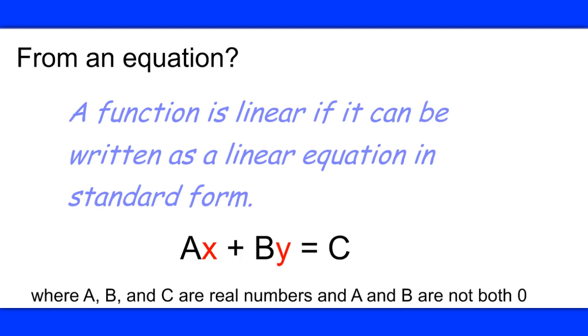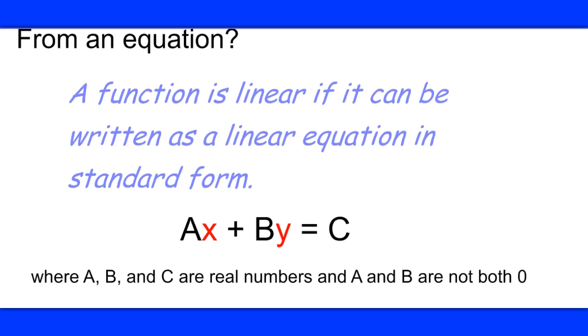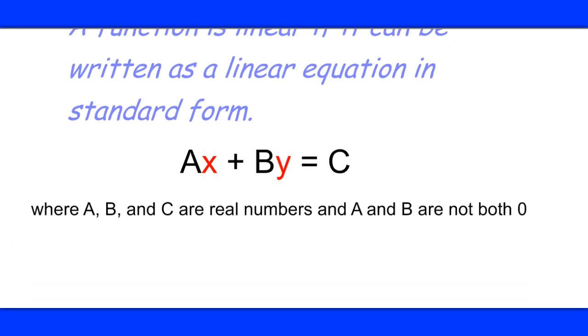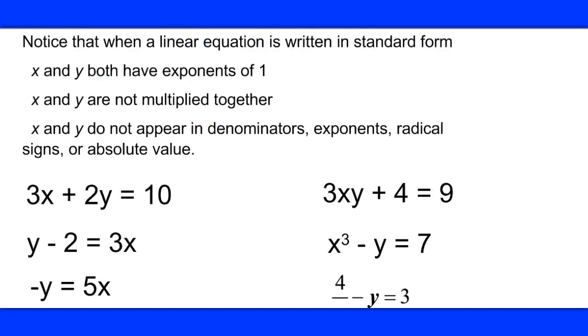From an equation, a function is linear if it can be written as a linear equation in standard form. This is what standard form looks like: Ax + By = C, where A, B, and C are real numbers, and A and B cannot both be 0. You'll notice that the x and the y here are the ordered pair. So if you can take an equation and write it in that format, then it is linear.